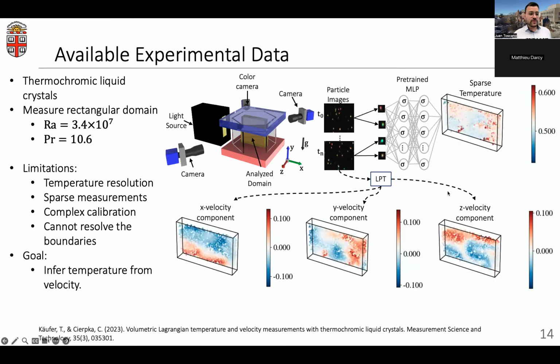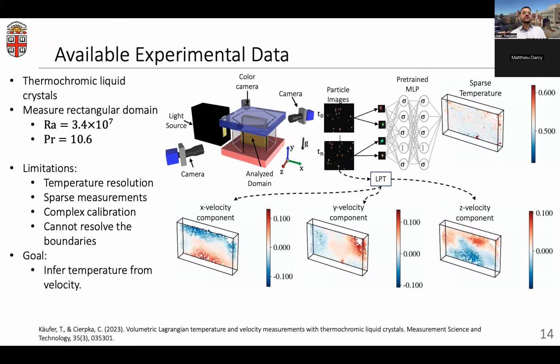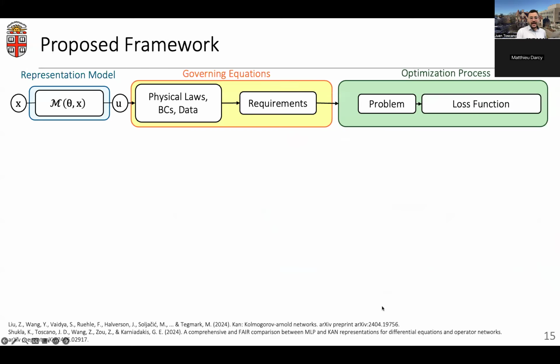So a goal would be to use these physics-informed machine learning methods to get from velocity, which is somehow easier to access, to some type of temperature. So that's what we're trying to do. Now, how to put it in the framework that I just introduced.